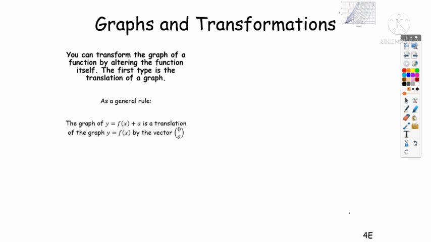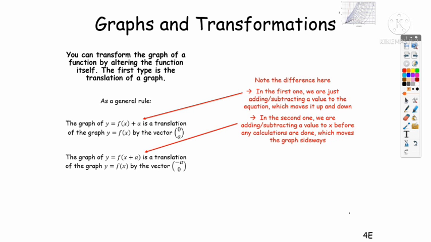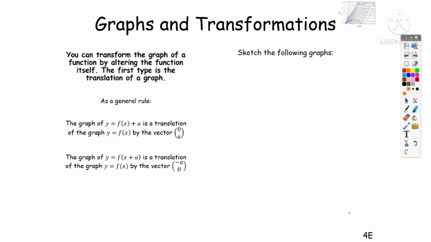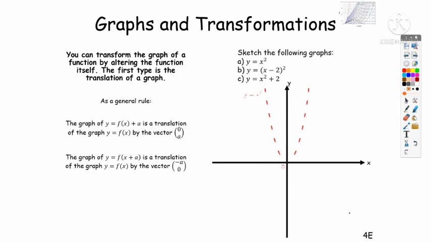General rule. The graph of y equals f of x plus a is a translation of the graph y equals f of x by the vector 0, a. And the graph of y equals f of x plus a is a translation of the graph y equals f of x by the vector minus a, 0. Alright. You can have a go at sketching those curves, and here are the solutions to those if you would like. Nice basic bit of practice, of course.